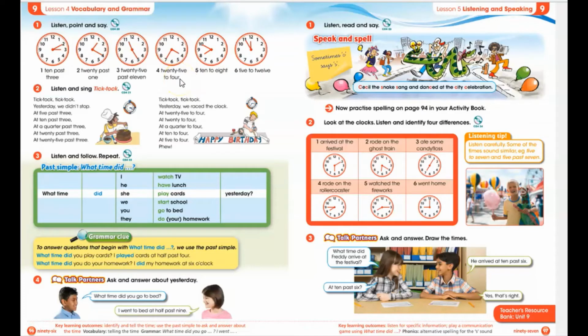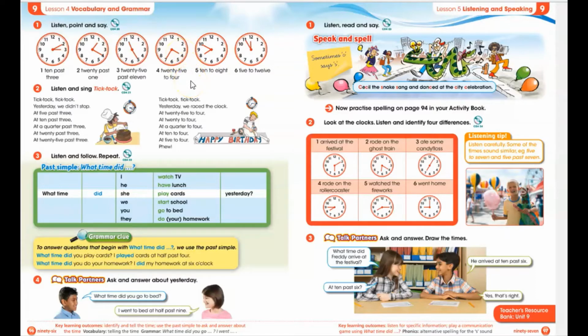Now, the other thing that we do is if it's on this side, we count this way. 5, 10, 15, 20, 25. So it's 25 minutes to 4.